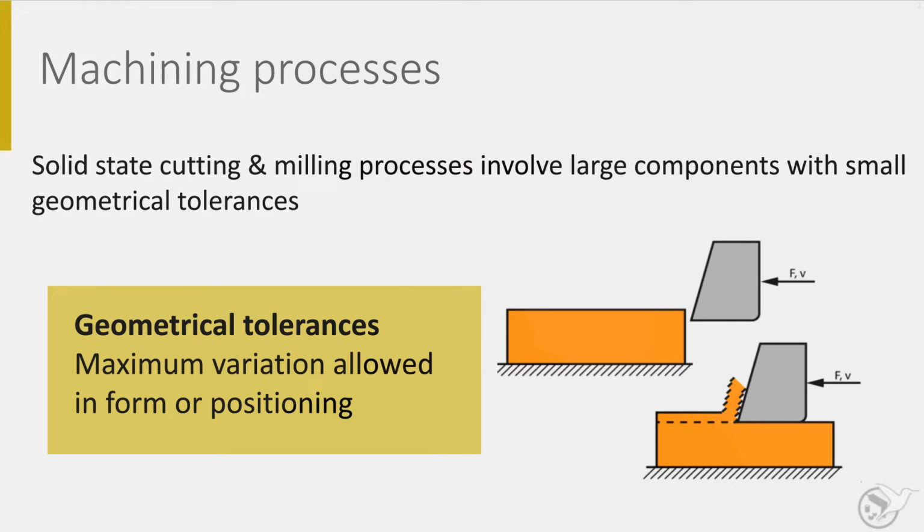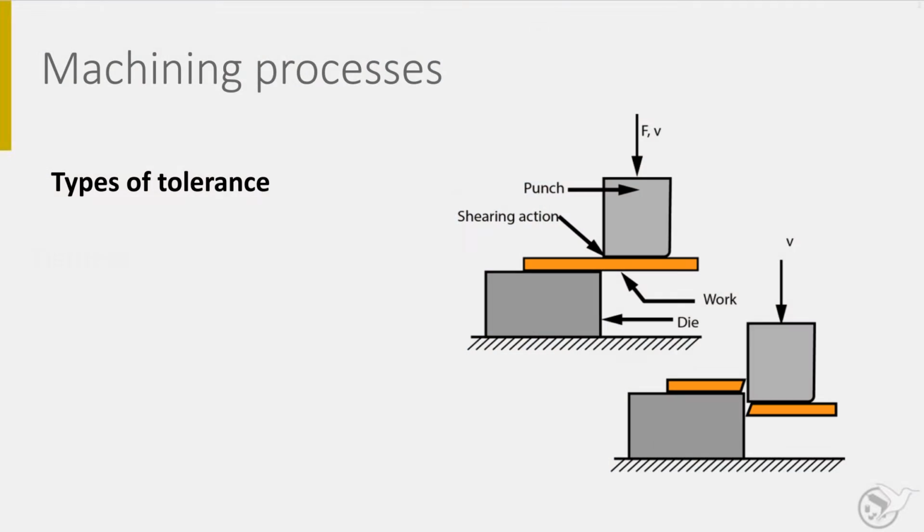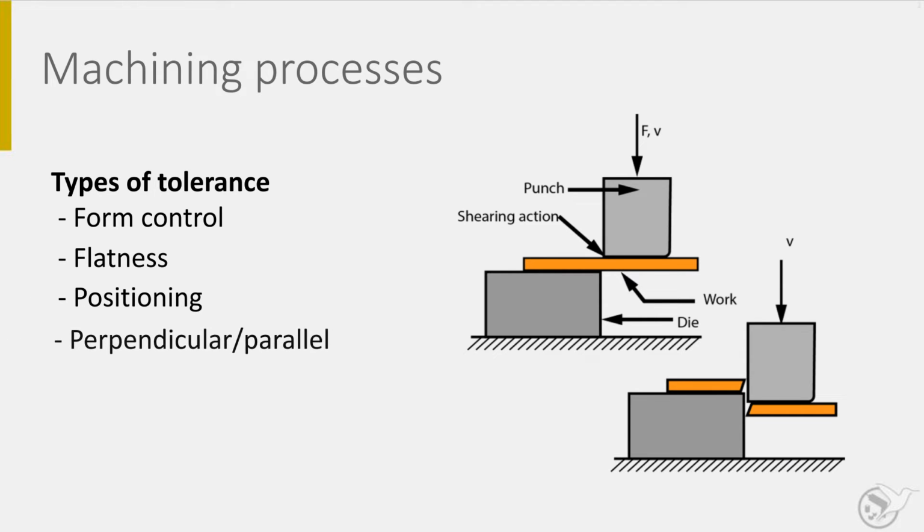Chip removing processes can be very accurate and make very complex products. About tolerances. There are several types of tolerances as listed on this slide: form or shape control, flatness of surfaces, positioning of details, and angles between intersecting surfaces or parallel surfaces.